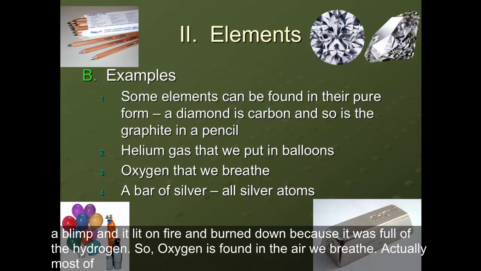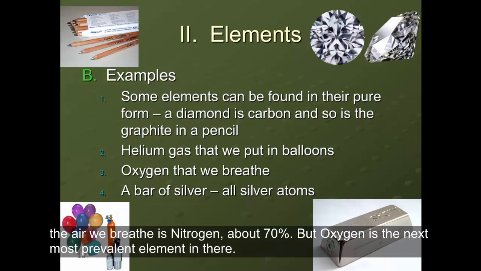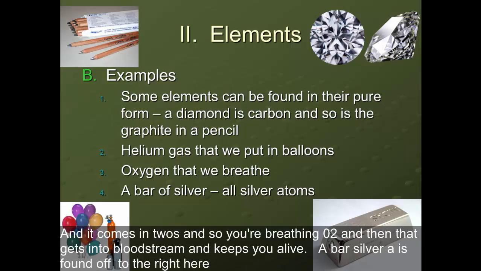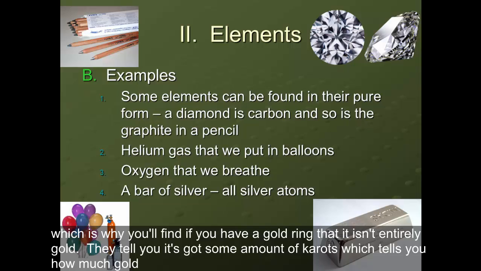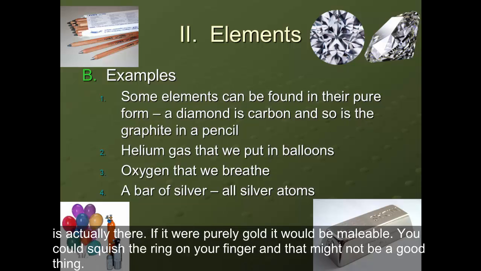So oxygen is found in the air we breathe. Actually, most of the air we breathe is nitrogen, about 70%, but oxygen is the next most prevalent element in there, and it comes in twos, and so you're breathing O2, and then that gets into your bloodstream and keeps you alive. A bar of silver is found off to the right here. Those are all silver atoms. When they are pure, your metals tend to be really soft, which is why you'll find if you have a gold ring that it isn't entirely gold. They tell you it's got some amount of carats, which tells you how much gold is actually there. If it were purely gold, it would be malleable. You could squish the ring on your finger, and that might not be a good thing.